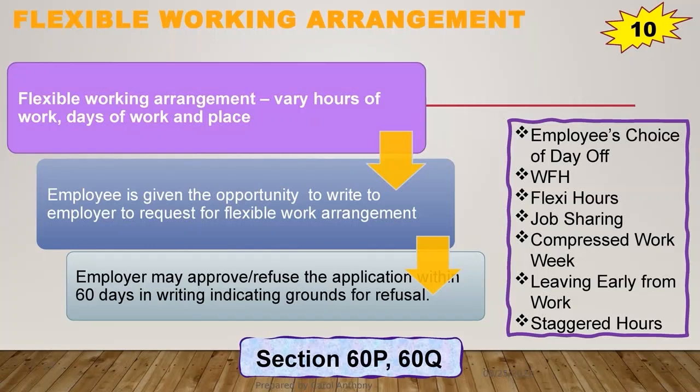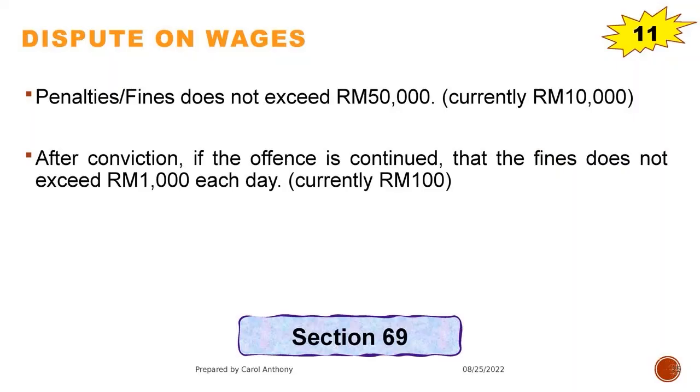So these are the sections. Next, dispute on wages. Penalties, fines not exceeding 50,000, currently 10,000. If there's any wages dispute, sometimes the employee says the company is not paying me correctly, they are deducting too much from my salary, it's not fair, or they short paid me, they underpaid me, things like that. If there's a dispute, then they can bring up the matter to the Labour Department, and this will be the fine accorded to the employer.